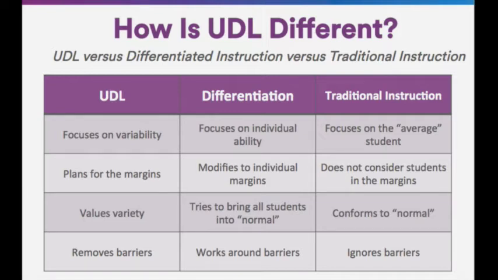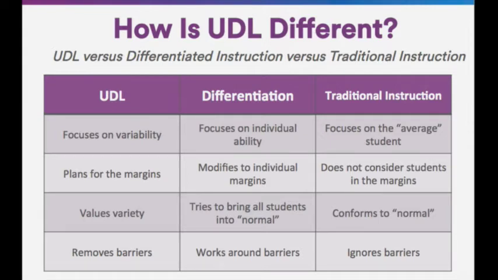Okay, so what we would say in UDL is he's in the margins, because we don't want to give him a label, but we say, you know what? He's way out there in that top 10% or way in the bottom 10%. And so traditional instruction, if it didn't work for those kids, they'd put them somewhere else. And differentiation said, no, we want them all back in here. Let's bring them back in.